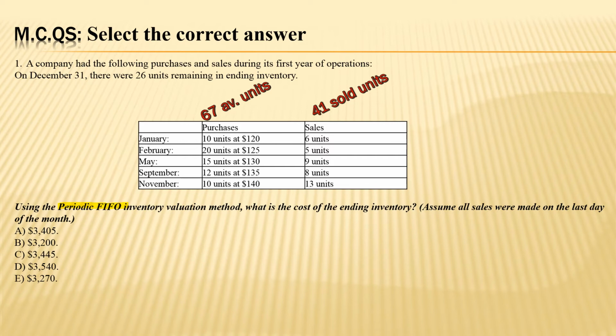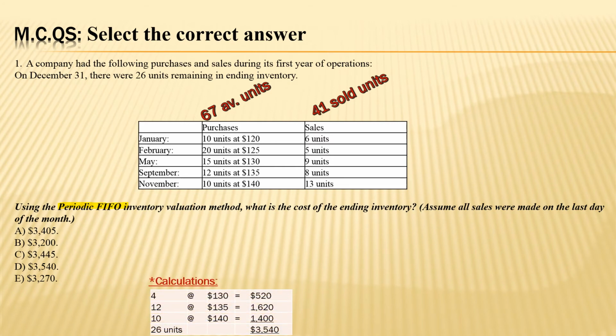I see how many units were sold. There were 41 units. So for the ending inventory, as I said, I will move from down to up. As you can see here in the calculations, the 10 units in November are all remaining at $140. Then the 12 units are all remaining at $135 per unit. Then for the 15 units in May, I only have 4 units out of the 15 remaining at $130 per unit. Why only 4 units?